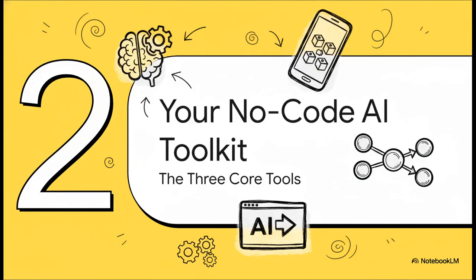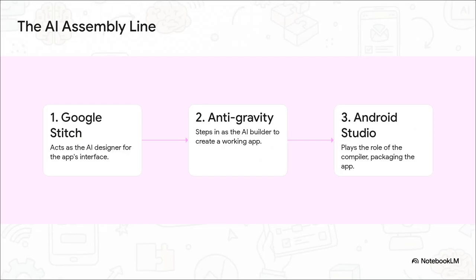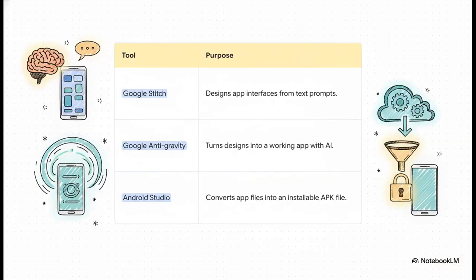Well, the secret sauce is this incredible stack of 3 specific AI tools that all work together perfectly. Let's break down what's in our toolkit. The best way to think about it is like a digital assembly line. First up, you've got Google Stitch. That's our AI designer. Then Google Anti-Gravity comes in as our AI builder. And to finish it all off, we use the good old Android Studio as the compiler, which basically packages everything up for us. So let's look at what each one actually does.